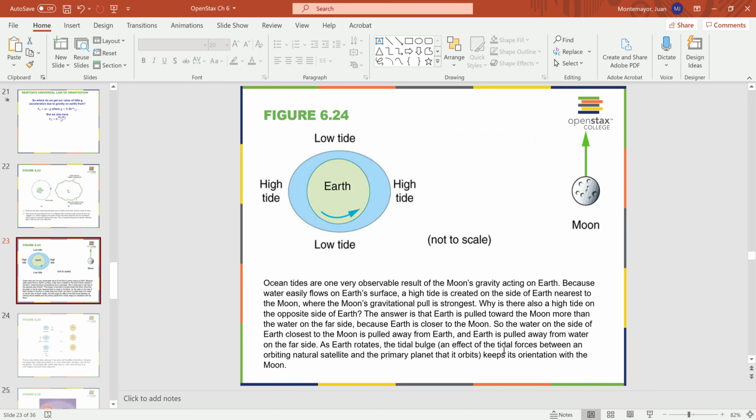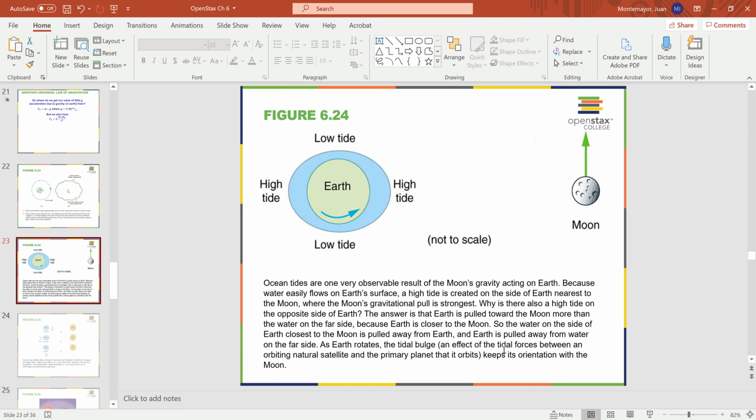Similar with tides. Ocean tides are one very observable result of the moon's gravity acting on the Earth. Because water easily flows on the Earth's surface, a high tide is created on the side of the Earth nearest to the moon, where the moon's gravitational pull is strongest. Why is there also a high tide on the opposite side of the Earth? The answer is the Earth is being pulled towards the moon more than the water on the far side, because Earth is closer to the moon. So, the water on the side of the Earth closest to the moon is pulled away from the Earth, and the Earth is pulled away from the water on the far side.